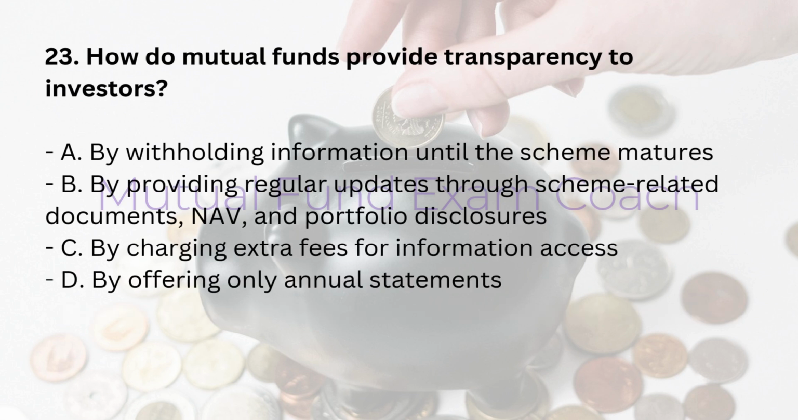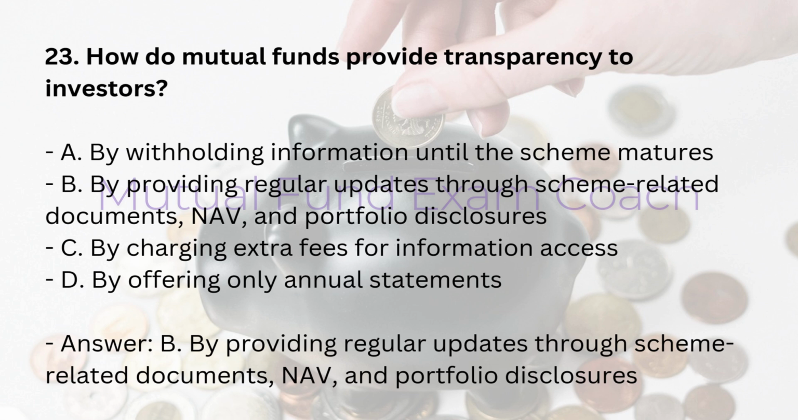23. How do mutual funds provide transparency to investors? A. By withholding information until the scheme matures. B. By providing regular updates through scheme-related documents, NAV, and portfolio disclosures. C. By charging extra fees for information access. D. By offering only annual statements. Answer, B. By providing regular updates through scheme-related documents, NAV, and portfolio disclosures.